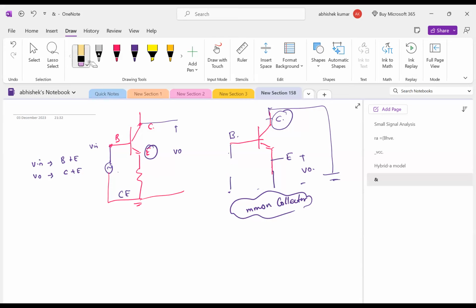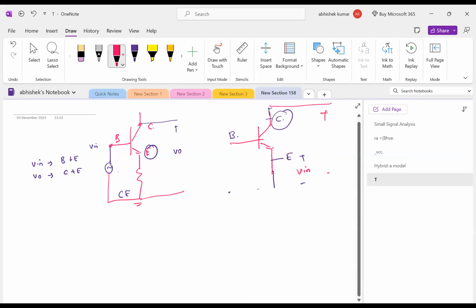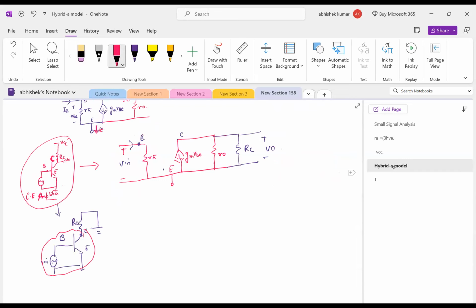Here just think like that. If I'm giving V input here and taking V output from collector, and we are grounding base, then it will be common base, right? Got it. Okay, till now it's okay, right?